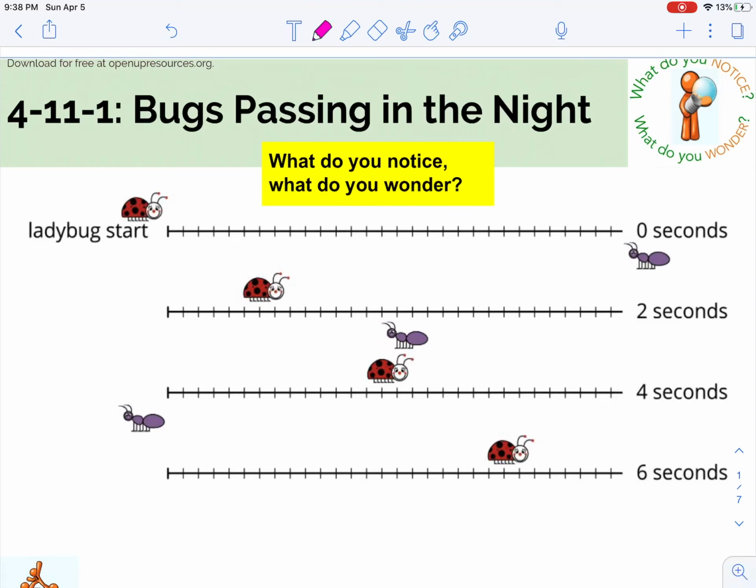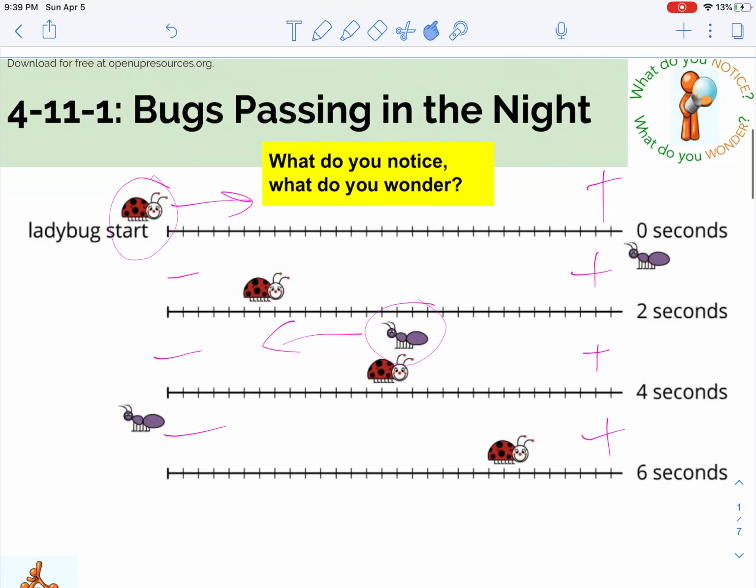What do you wonder? And they want you to see that the ladybug is moving to the right and that the ant is moving to the left in each one of these pictures. So the ant is moving towards the negative side of the graph and the ladybug is moving towards the positive side, because positive is always on the right side of your graph and negative is always on the left side. So you can write something to that effect to explain that question.